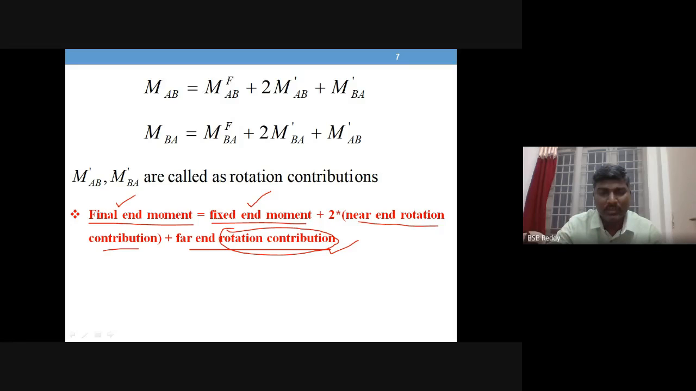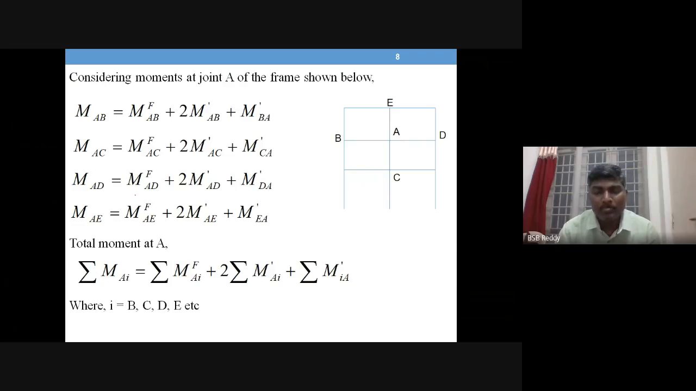So, let us see what is meant by rotation contribution and how you calculate it. Take a structure, a plane frame, where there are a number of beams and columns. Imagine a structure like this. I just concentrate on this joint A, where there are four members meeting at joint A: AB, AC, AD, AE.